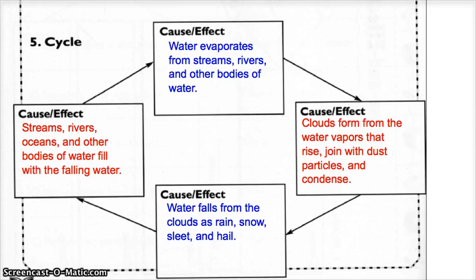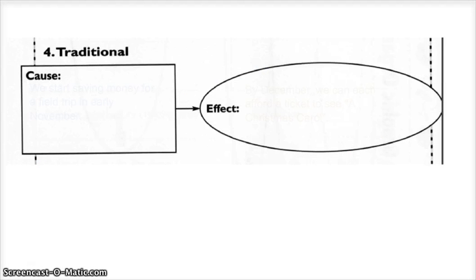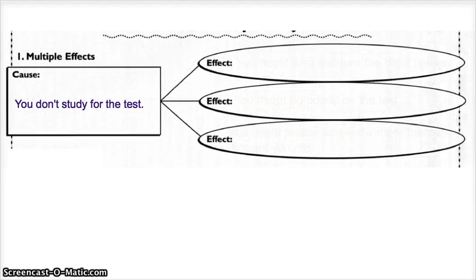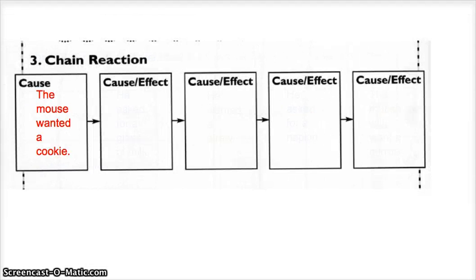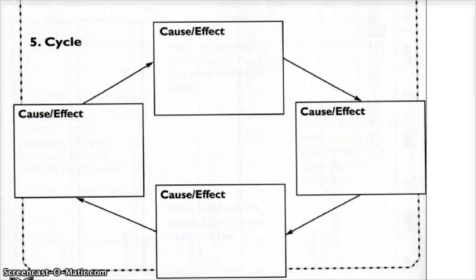Tomorrow in class, we'll read a few different examples from a text, and we're going to graph those on the different organizers. So we will decide whether we need to use a traditional organizer, a multiple effects organizer, a multiple causes organizer, a chain reaction, or a cycle.